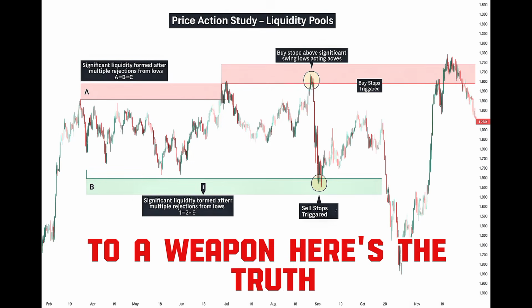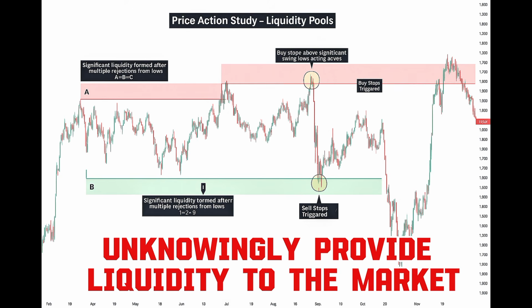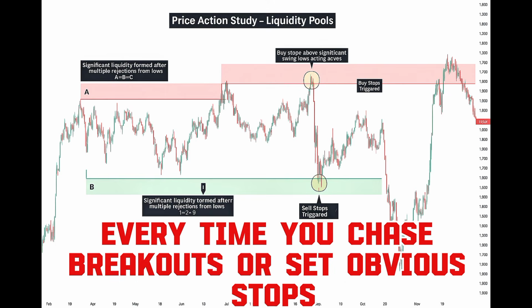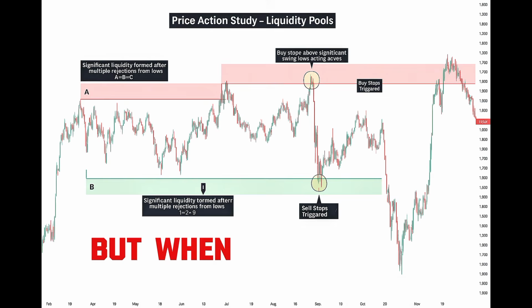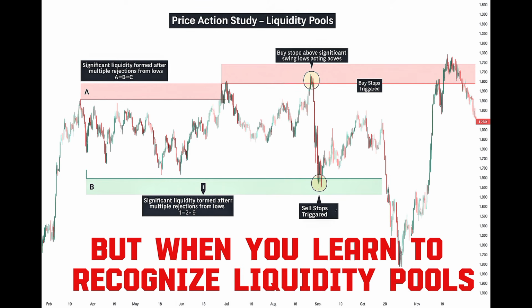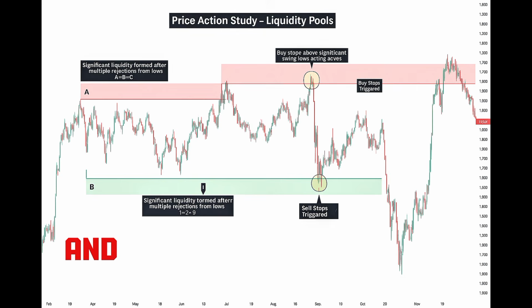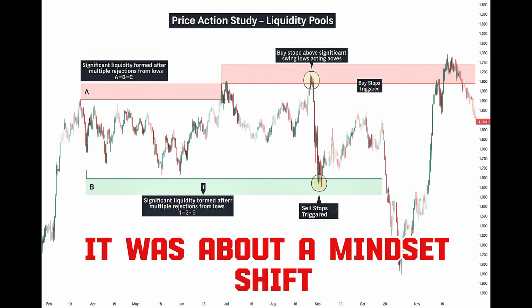Here's the truth. Most retail traders unknowingly provide liquidity to the market. Every time you chase breakouts or set obvious stops, you become the exit liquidity for smarter traders. But when you learn to recognize liquidity pools, understand internal versus external zones, and wait for manipulative moves, you flip the game in your favor. This video wasn't about a strategy, it was about a mindset shift.